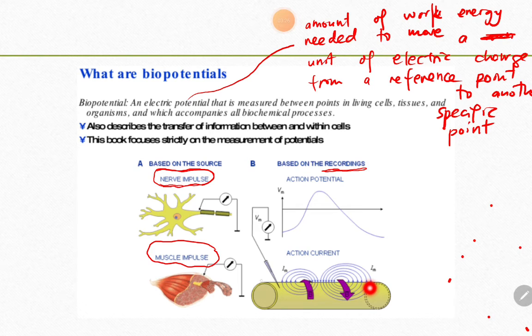Okay, and this is engineering representation of the muscle impulse, this one. Okay, so bila kita ukur the charge electric during pergerakan otot, kita dapat tahu the biopotential that was measured in the muscle during the muscle impulse. Okay.